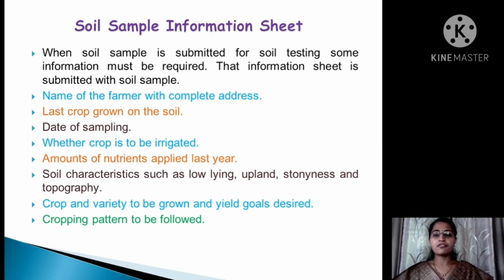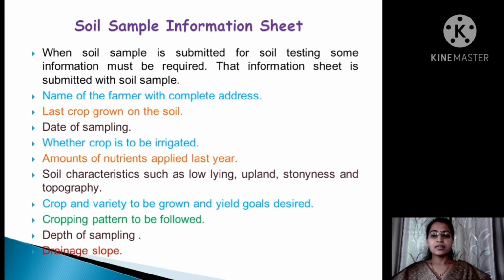Which cropping pattern the farmer should follow must be given in the information sheet, as well as depth of sampling. Drainage and slope are also required. All this information is necessary when we submit any soil sample for testing.